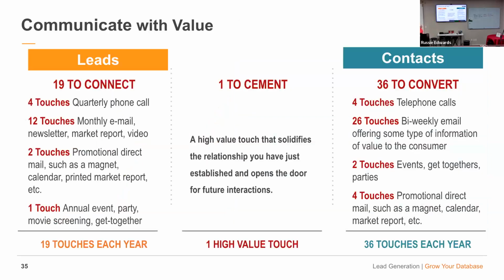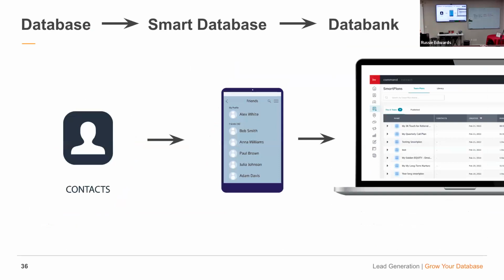Communicate with value. We're going to dig deeper in some upcoming classes, but this just gives you an idea of 19 to connect and 36 to convert with your lead. So you need 19 touches to connect a lead. That's right there. Cementing the appointment, having a high value touch, and then your contact should all be getting 36 touches to convert. This is in your book, I believe. Yep, it is. Page 6.